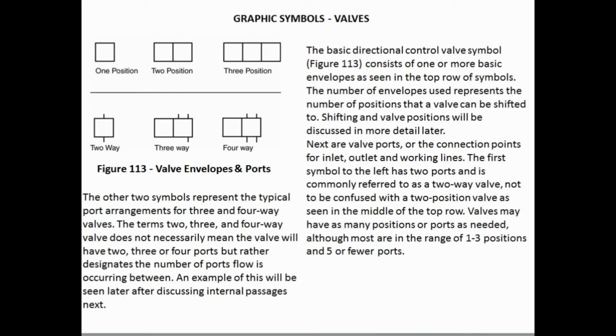The other 2 symbols represent the typical port arrangements for 3 and 4-way valves. The terms 2, 3, and 4-way valve do not necessarily mean the valve will have 2, 3 or 4 ports, but rather designate the number of ports flow is occurring between. An example of this will be seen later after discussing internal passages next.